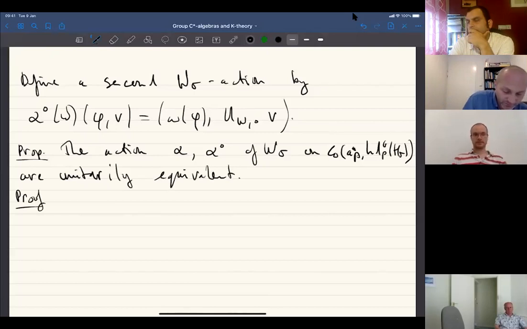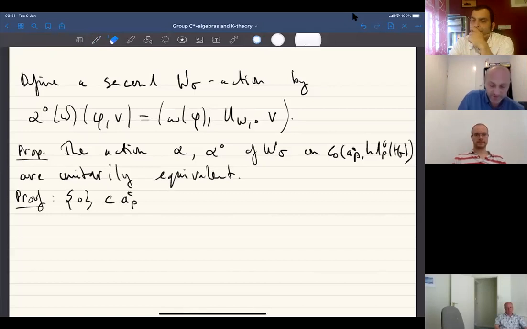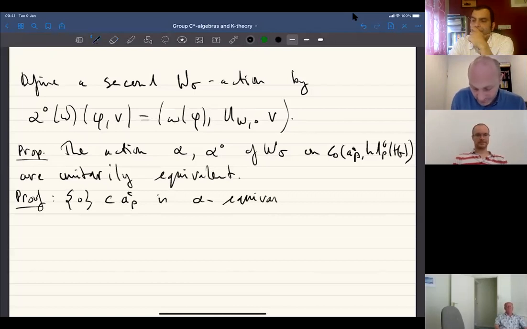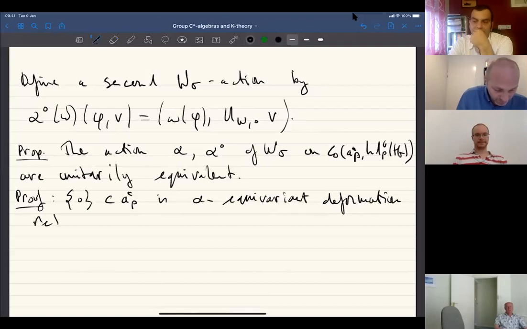And, well, the proof relies on the fact that 0 in AP star can be viewed as an alpha equivariant deformation retract. And from that, it follows that the two equivariant bundles must be isomorphic. So this is where some homotopy theory comes into the game.